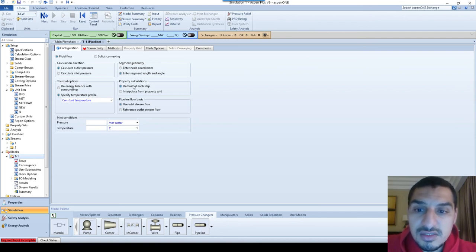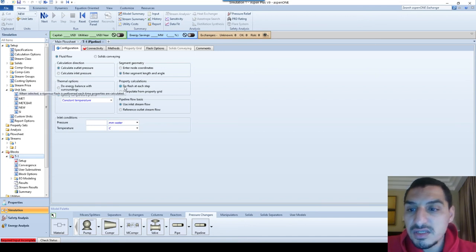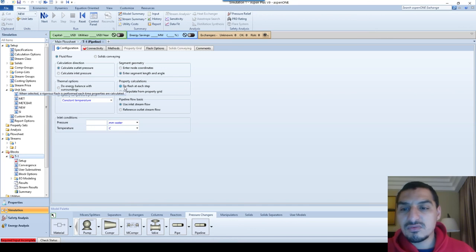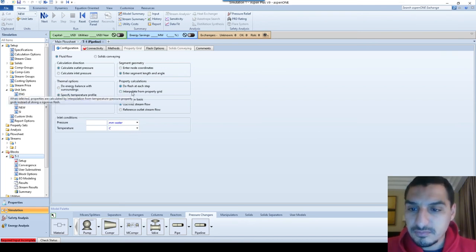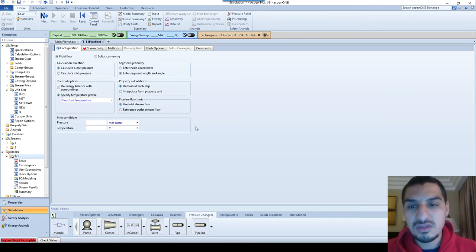The property calculations by doing flashing in each step is called the rigorous flash. It does the calculations by breaking the pipeline into segments, and in each segment the software does the flash calculations. The property grid is gonna be different. It's more like a shortcut method. It does the calculations by doing some interpolations instead of doing the rigorous calculations or the detailed calculations.